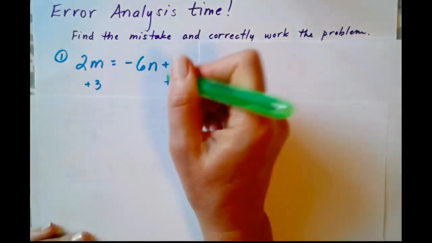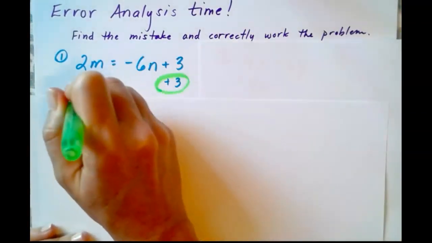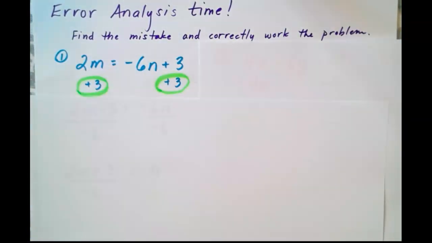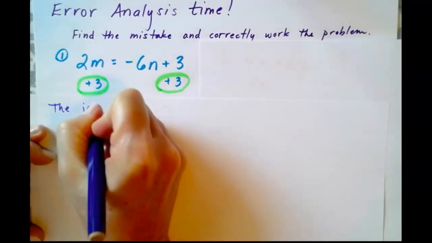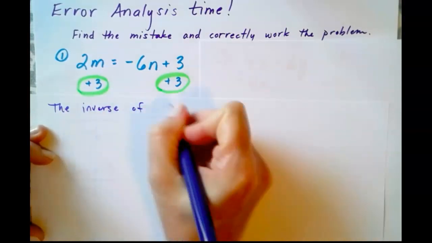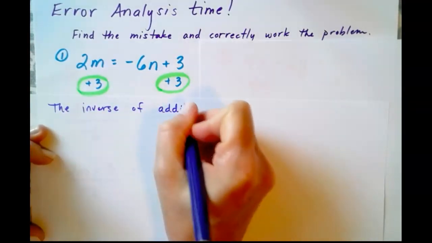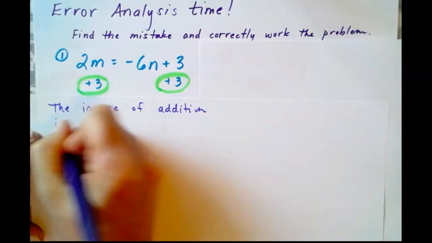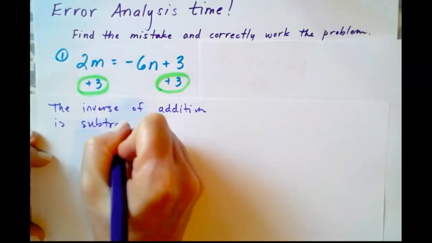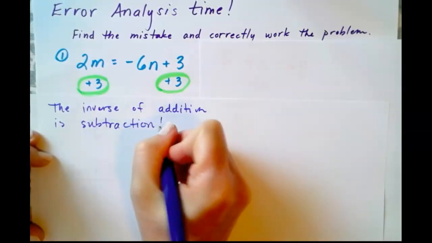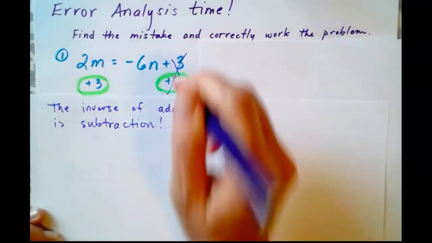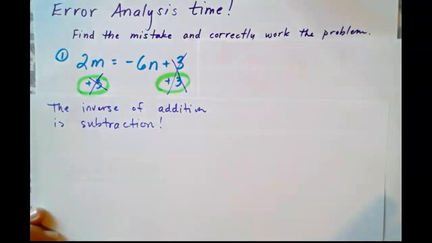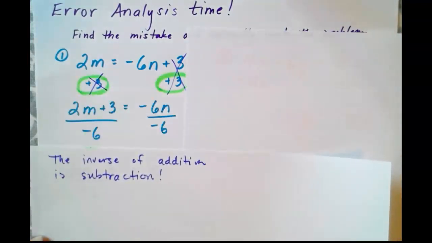There is my mistake. So the inverse of addition is subtraction. So here is my mistake in this problem. I added 3 to both sides. So that's wrong. That's wrong, which of course is making the rest of it wrong.